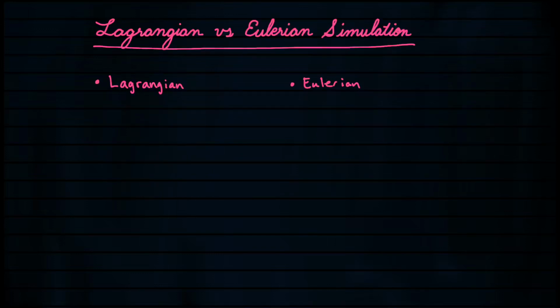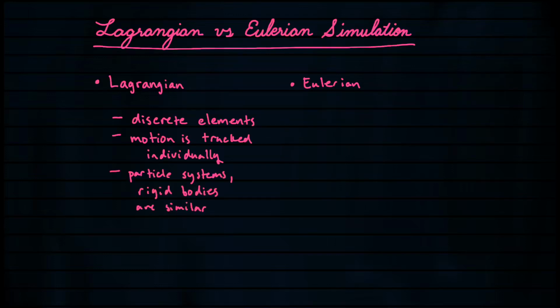So Lagrangian and Eulerian approaches to simulation can be compared more or less in how you implement them. With Lagrangian, we try to treat everything as a discrete element. In other words, they're just individual particles or something. So it means we need to track the motion individually, and essentially we can simulate some nice complex things like tornadoes and different kinds of things because the particles don't have to be fixed in a certain spot. And if you're familiar with particle systems or rigid bodies, the concept is similar.